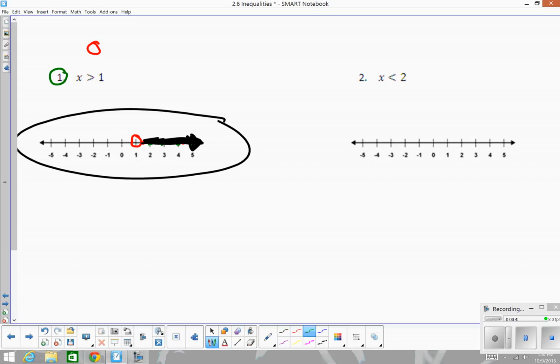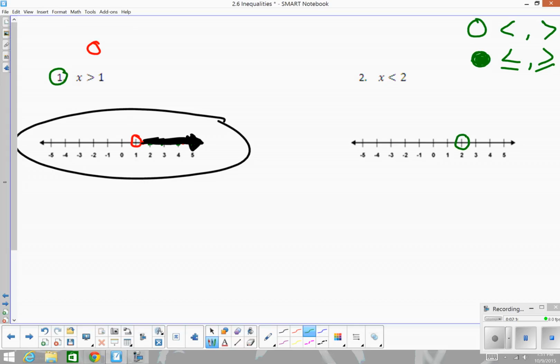So the first thing you want to do is find 2. Where's 2 on your number line? Right here. And now you're going to say, is it an open circle or a closed circle? Open circle is going to be either less than or greater than. Closed circle is going to be less than or equal to, greater than or equal to. Well, what is that? It's less than. So it's going to be an open circle.